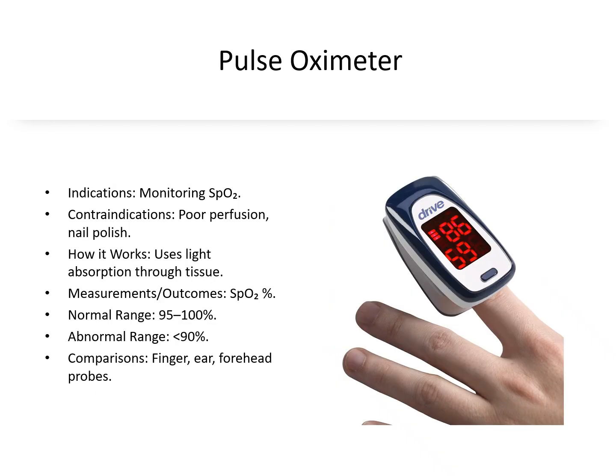A pulse oximeter is used to monitor oxygen saturation, or SpO2. Contraindications include poor perfusion or wearing nail polish, which can affect accuracy. It works by shining light through tissue and measuring absorption. The outcome is a percentage saturation reading. Normal SpO2 is 95 to 100%, and abnormal is anything below 90. There are different types such as finger, ear, and forehead probes.